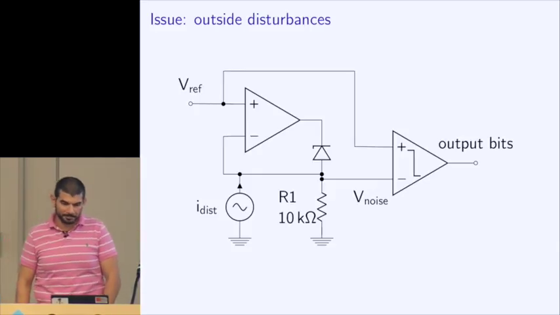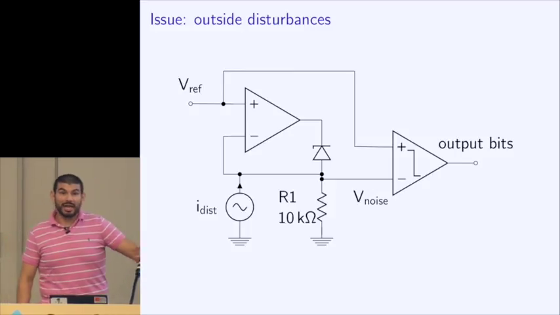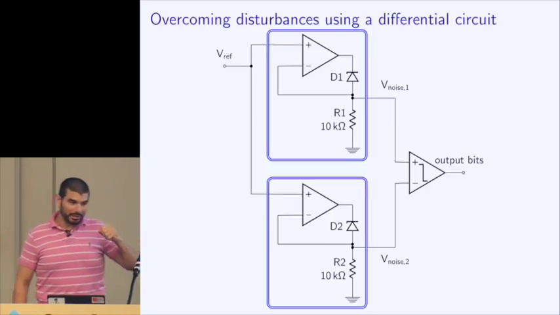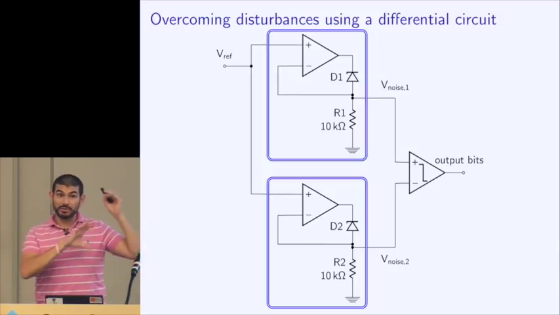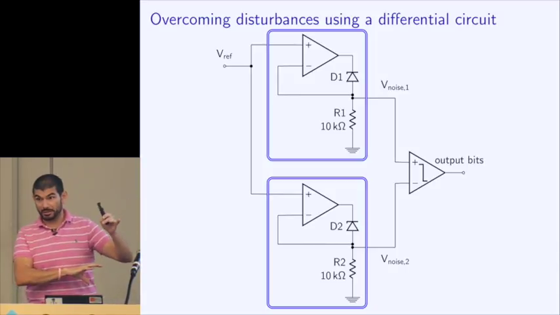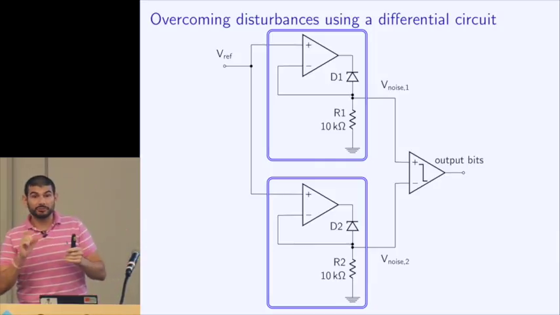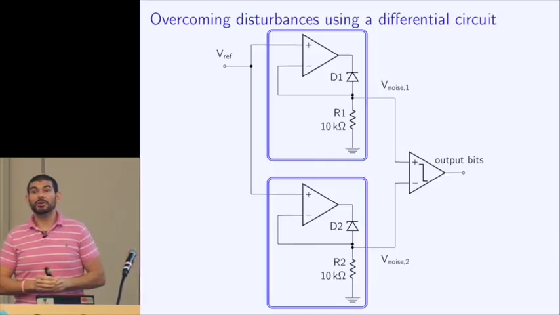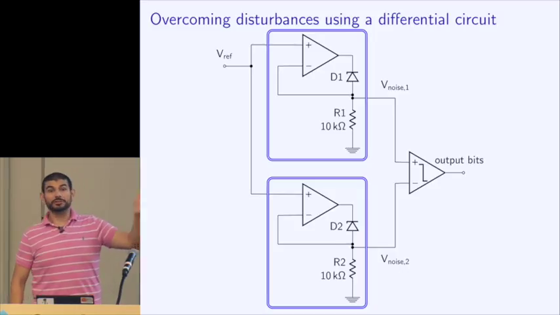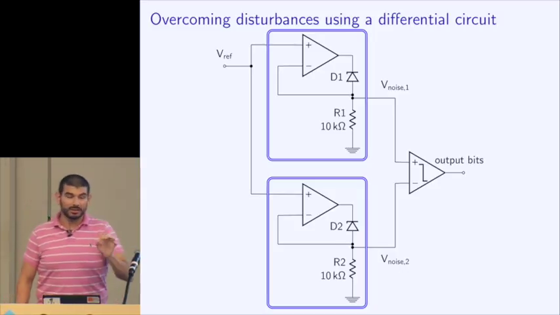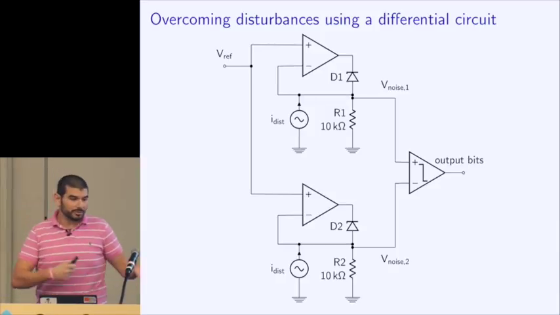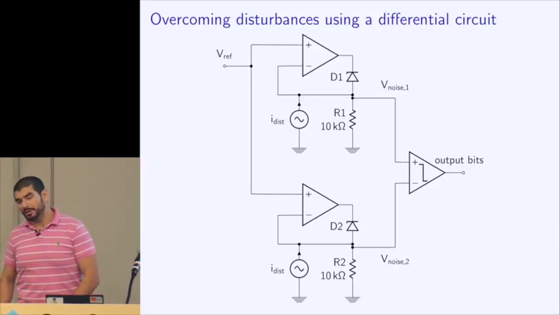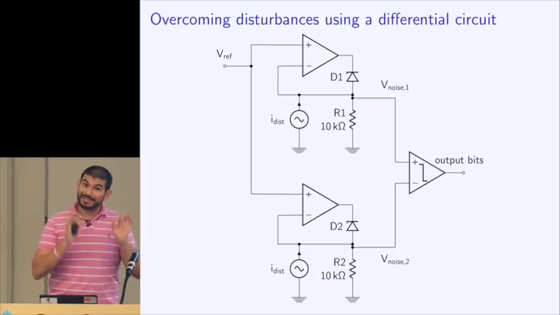This is no good. Okay, so we're gonna reach back into the analog design toolbox, and we're gonna pull out a differential circuit. In the blue boxes now, I've instantiated two versions of the noise circuit. And instead of looking at V noise versus V ref, we're going to look at V noise 1 versus V noise 2. So here's the reason that this is cool. Imagine again, we're gonna inject a disturbance current into V noise 1 and V noise 2. And in particular, imagine that it's the same current.